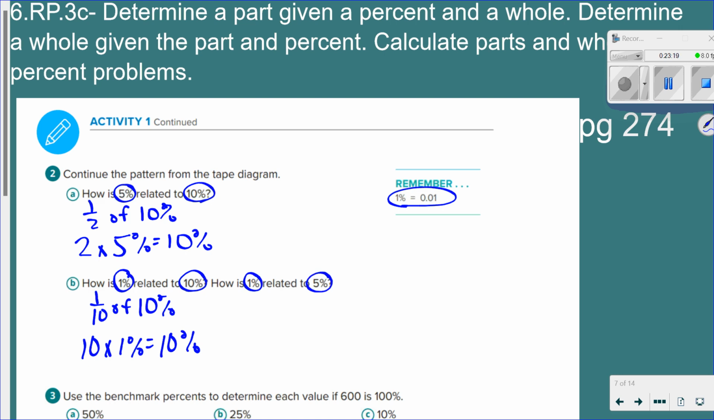Can we also go down 1 to 5%? What do you think? It's 1/5 of 5. Or we could say 5 1% gives me 5%. Any questions on any of that? I'm hoping that should be relatively like, yeah, okay, that makes sense, Mr. Moore. Nothing hard here, right?